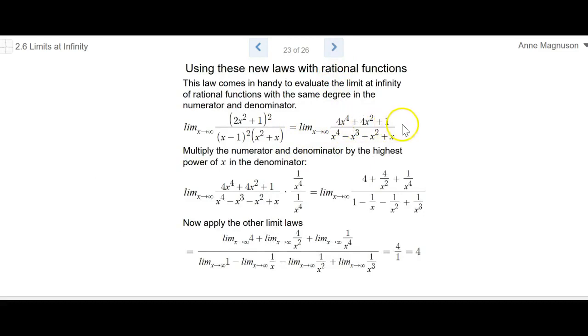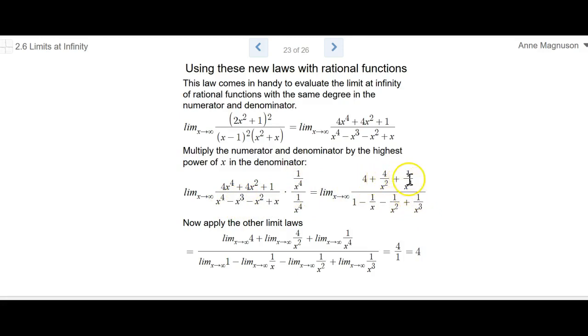If you start plugging in infinities into your x's in the numerator and denominator, you're just going to end up with a mess of sums and subtractions of infinities, which really don't make much sense. So we use this rule of multiplying by 1 over x raised to the highest power of the denominator. And look what happens when we do that.